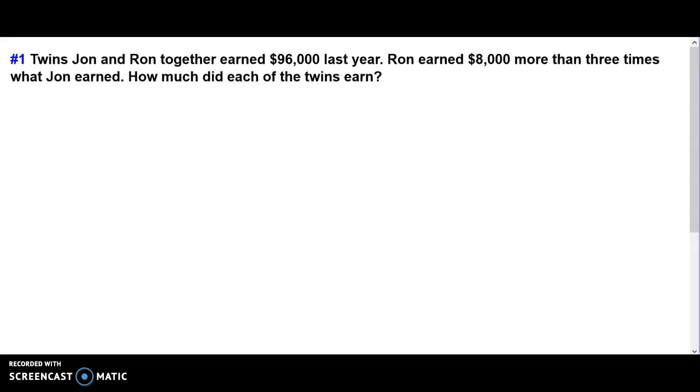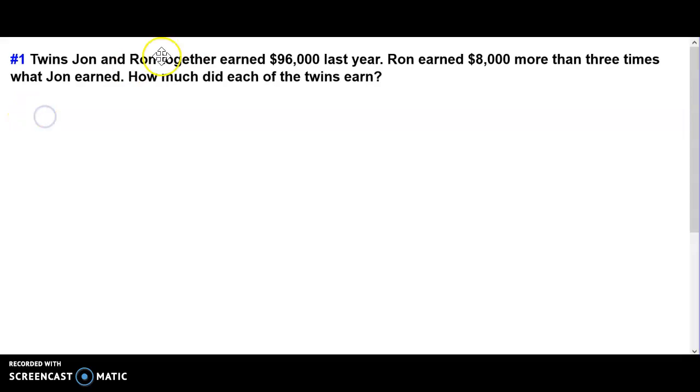So starting with number one, we have twins John and Ron, and together they earned 96,000 last year. Ron earned 8,000 more than three times what John earned. How much did each of the twins earn? First of all, it would be very nice to go back and reread the problem if we have to, and then try to define our variables. The question is really helping us: how much did each of the twins earn?